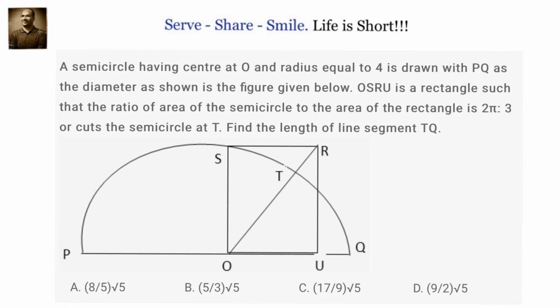A semicircle having center at O and radius equal to 4 is drawn with PQ as the diameter. Center is O and radius is PO, OQ, OS equals 4. OSRU is a rectangle such that the ratio of area of the semicircle to the area of the rectangle is 2 pi by 3. Find the length of the line segment TQ.